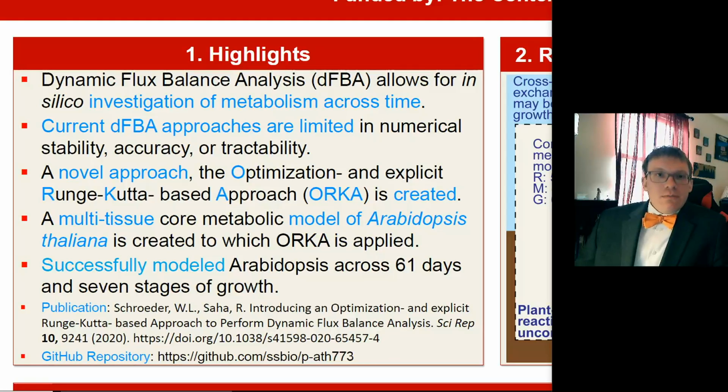dFBA is an optimization-based tool which can be applied to a genome scale model to study the time evolution of metabolism. Currently, there are two approaches to dFBA, but they are either limited in stability, accuracy, and/or tractability. In order to address these issues, we've created the optimization and explicit Runge-Kutta based approach and applied it to a multi-tissue model of Arabidopsis to show its utility. This work is published in Scientific Reports with an associated GitHub repository.